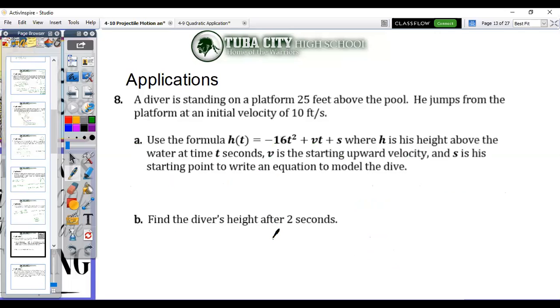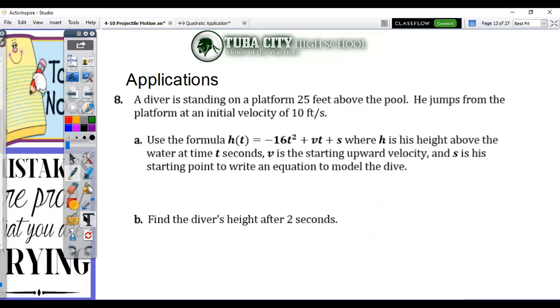All right, here we go. A diver is standing on a platform that is 25 feet above the pool. I'm guessing it's a diving board. Just by the way this question reads, I kind of feel like it's a diving board. So 25 feet above the pool.